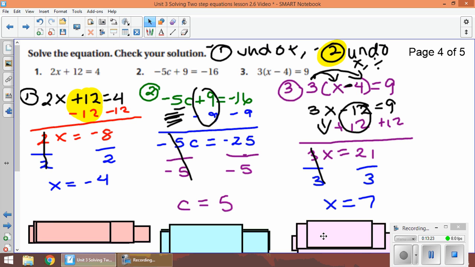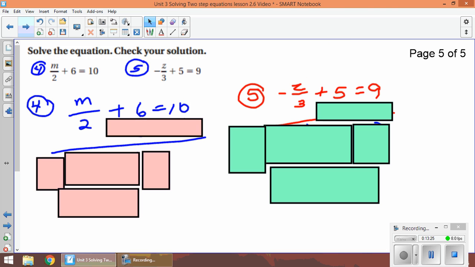We have just one more problem here. Sorry, I meant 2. Number 4 and number 5, we have a little bit of fractional work in here, and I know it looks kind of scary right now, but I promise it's not that terrible.